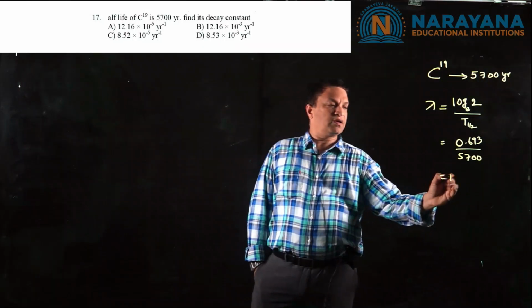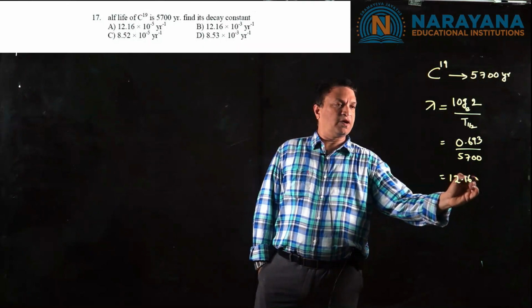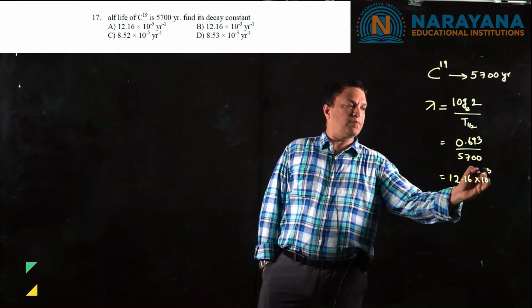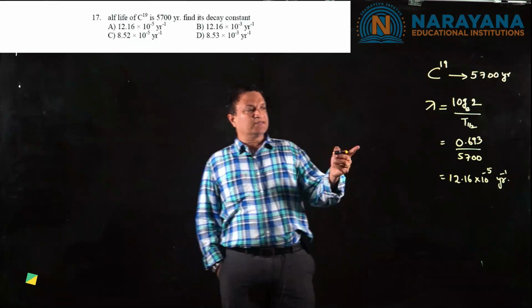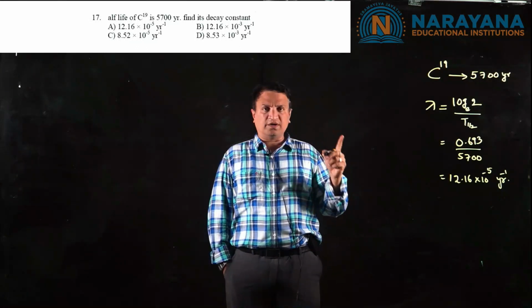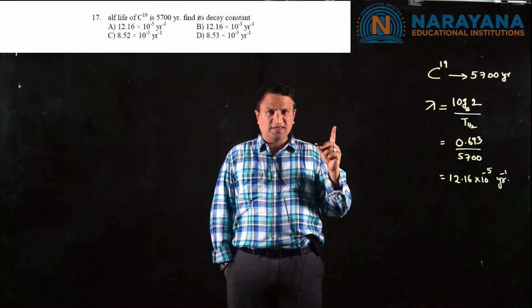And this will be 12.16 into 10 to the power of minus 5 year inverse. So my answer is 12.16 into 10 to the power of minus 5 year inverse.